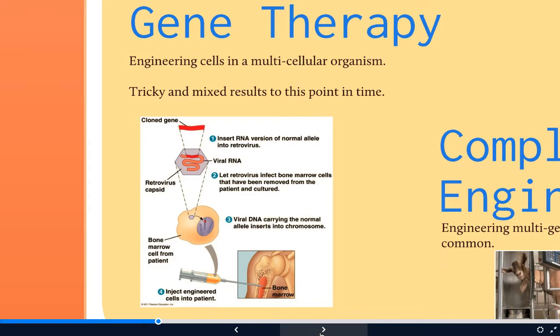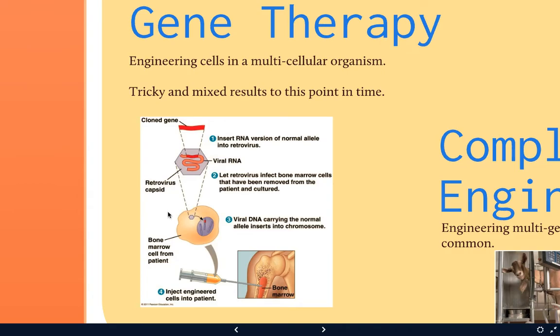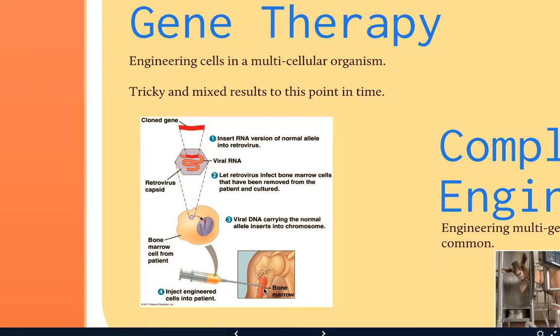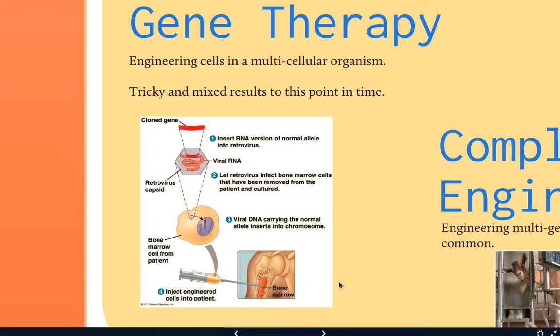However, we have done some things. For example, here's a clone gene. You can insert it into a retrovirus, is the idea. There's a retrovirus capsid, and you use that as a vector to infect bone marrow cells that have been taken out of the patient, right? So this isn't done in a live patient's bone marrow. We take this out, manipulate the DNA, and then the viral DNA will carry this allele inside the chromosome, and then you can take what's been done outside in the lab and inject that into the patient in the form of new stem cells that will produce normal proteins in normal cells. That's the idea behind it.